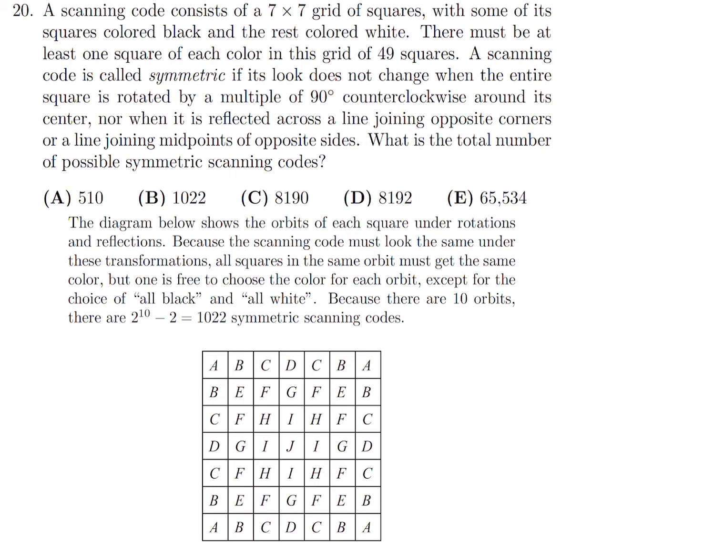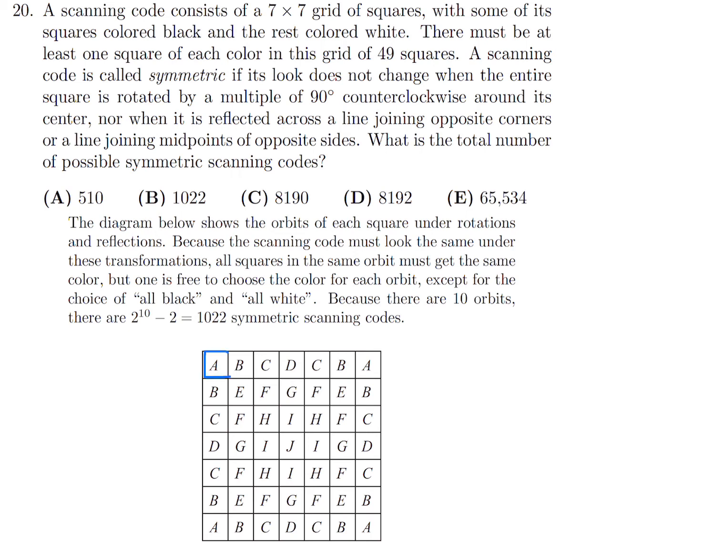Okay, I'm going to read this. The diagram below shows the orbits of each square under rotations and reflections. Because the scanning code must look the same under these transformations, all squares in the same orbit must get the same color. But one is free to choose the color for each orbit, except for the choice of all black and all white. Because there are 10 orbits, there are 2 to the power of 10 minus 2, which equals 1022 symmetric scanning codes. All right, so please allow me to explain.